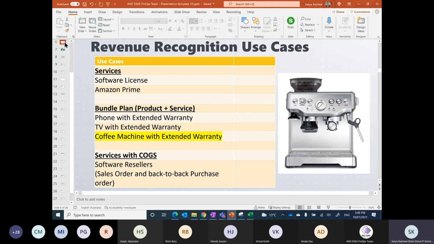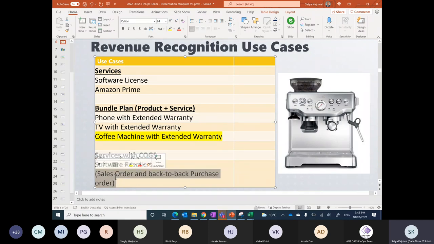I'll go back to my scenario slide. So Rohit, that's exactly the same scenario I mentioned here: software for the software resellers, where you need to create the back-to-back purchase orders. Then you will have that COGS that will be amortized together.